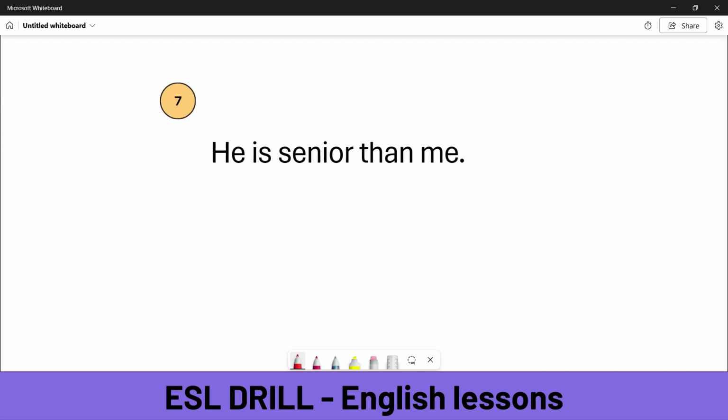Looks very simple, doesn't it? He is senior than me. And you think it is perfect? Yeah, most of the people, most of the learners tend to make this mistake. Now, he is senior than me is incorrect. You know, words like junior, senior are always followed by to, not than. He is senior to me. He is junior to me. This is how it happens.